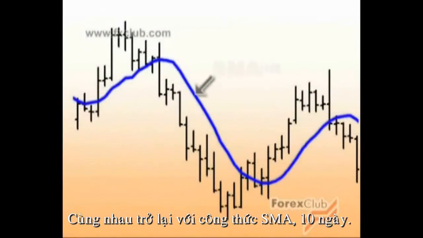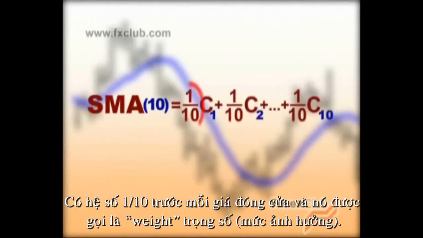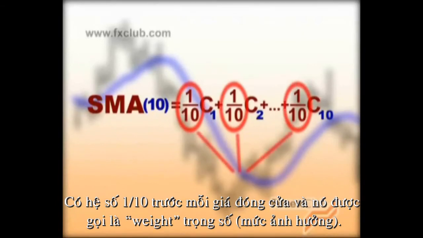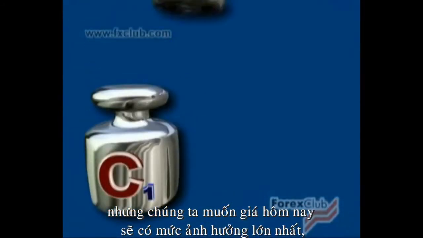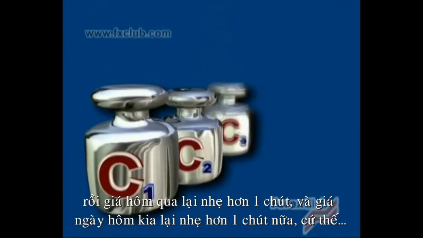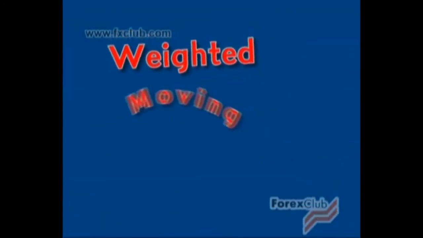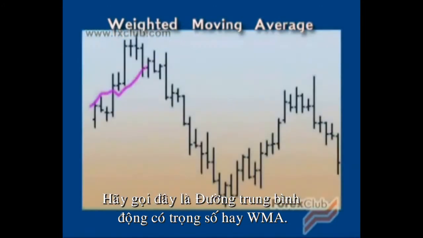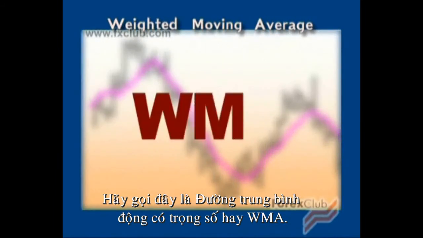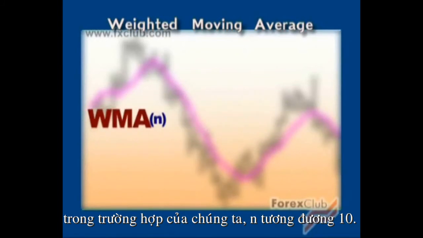And now let's go back to the formula of the 10-day simple moving average. There's a factor of 1/10 before each closing price, and it's called a weight. In a simple moving average, all the weights are the same, but we want today's price to have the most weight, yesterday's to be a little lighter, the day before yesterday's price to be lighter still, and so on. Let's call this a weighted moving average, or WMA. Naturally, it incorporates the variable of n, and in our case n equals 10.